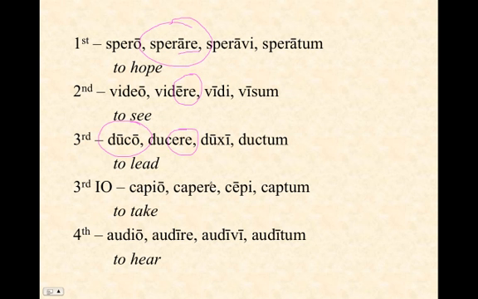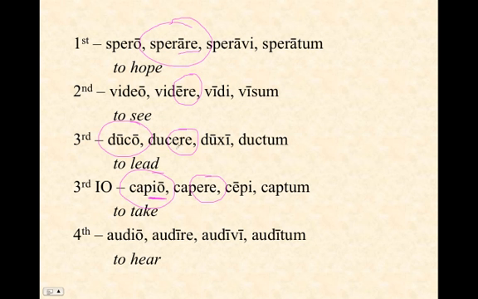Next, if you look at your infinitive and it is a short ERE, you learned that that means it's third conjugation. But if the first principal part ends in IO, you have what we call third IO conjugation. So again, to repeat, the difference between third conjugation and third IO conjugation.